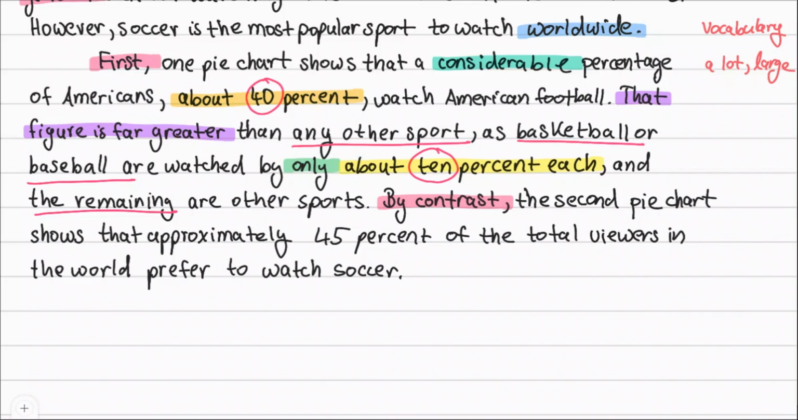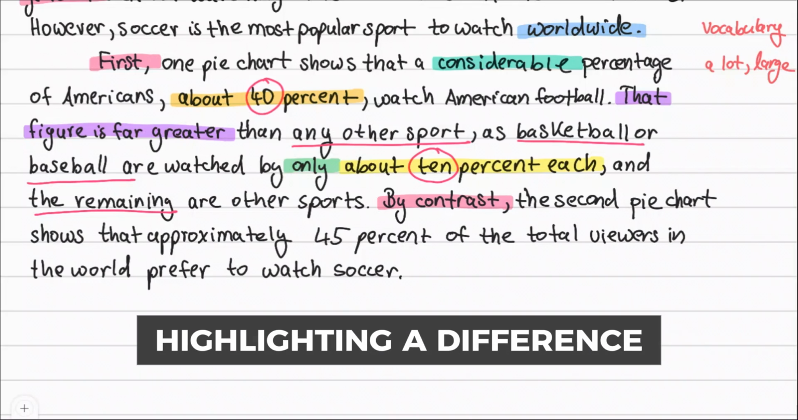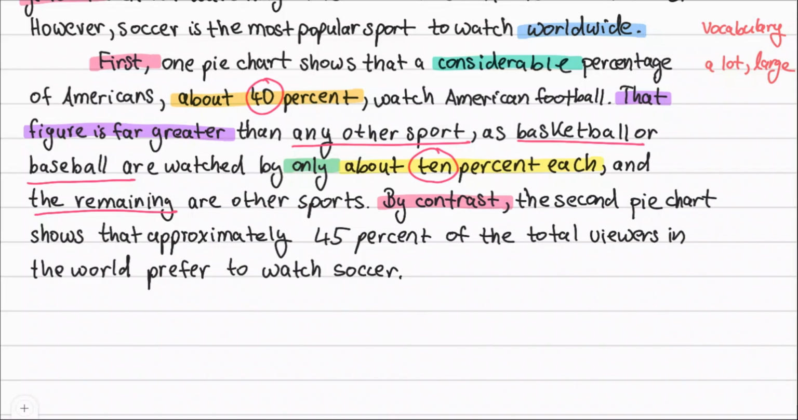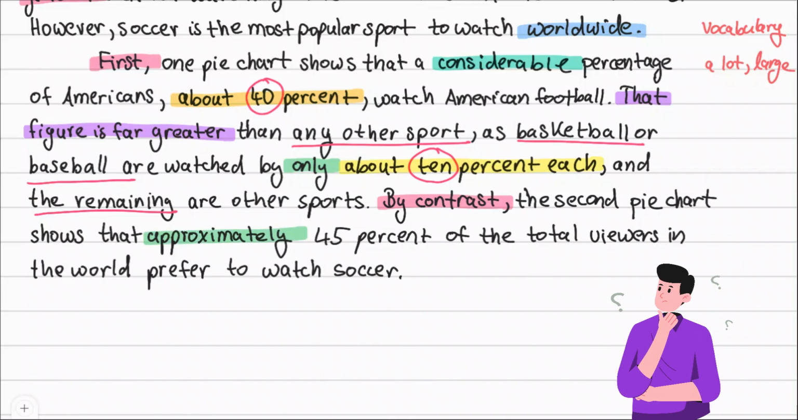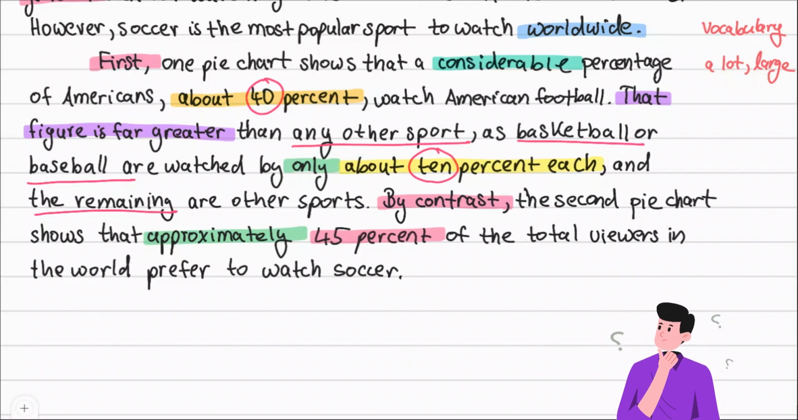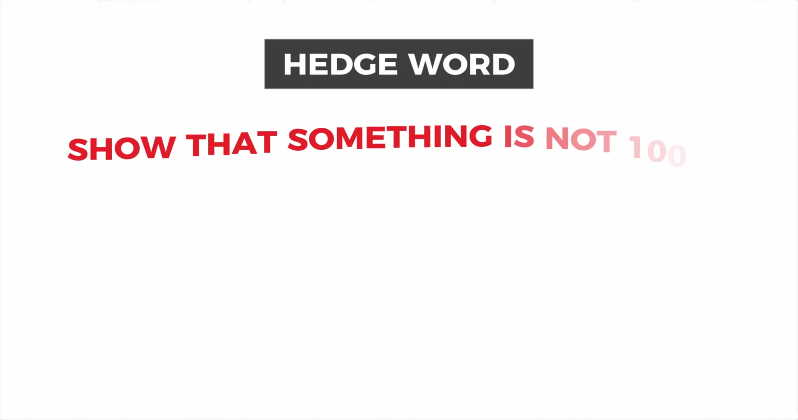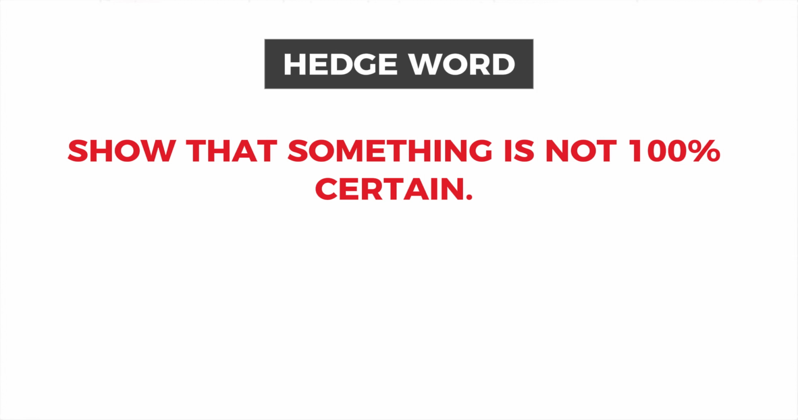I use "by contrast" to show that I'm highlighting a difference. Always use lots of linking words to show how ideas relate to each other. "Approximately" shows that I'm guessing and that I'm not sure of the exact percentage. It's called a hedge word. Hedge words show that something is not 100% certain.